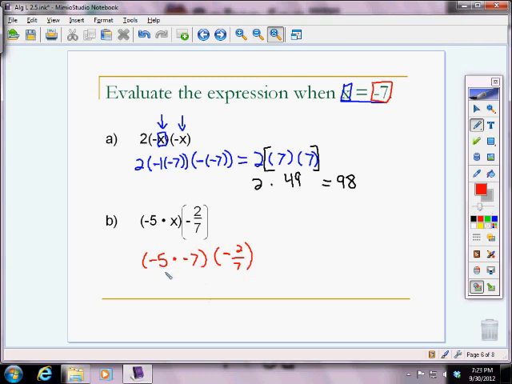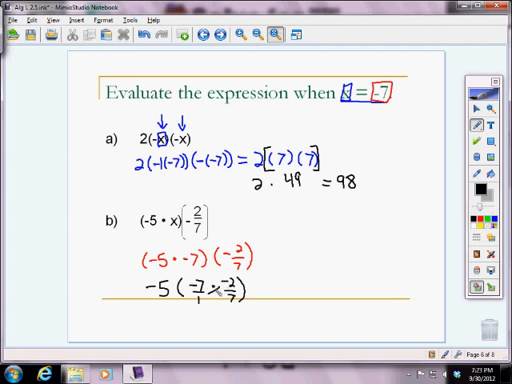Well, you could definitely do this problem and go negative 5 times negative 7, get 35, and then times it by this. But if we change our parentheses from around these two to around these two, meaning if I go negative 5 times negative 7 times negative 2/7, notice the cool thing here. These 7s are going to cancel out. Cross products, or I'm sorry, not cross products, cross reducing.